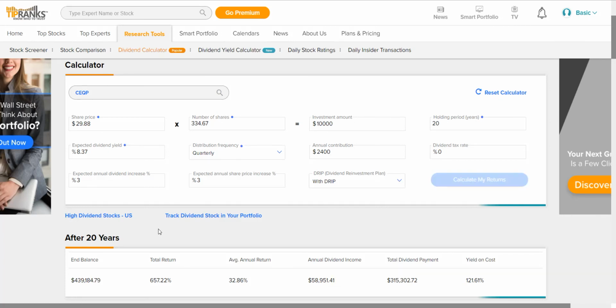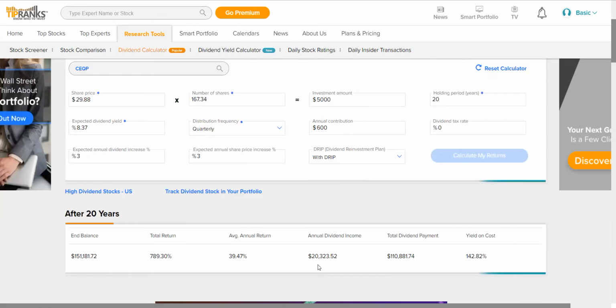So after 20 years, after initially investing $10,000 and only adding $200 a month for the next 20 years, your portfolio would have grown to $439,184.79, and you would have a whopping $58,951 in an annual dividend payout. How incredibly amazing is that? There goes to show the power of reinvesting your dividend income and adding to your portfolio every month in order for you to one day comfortably live off your dividends.